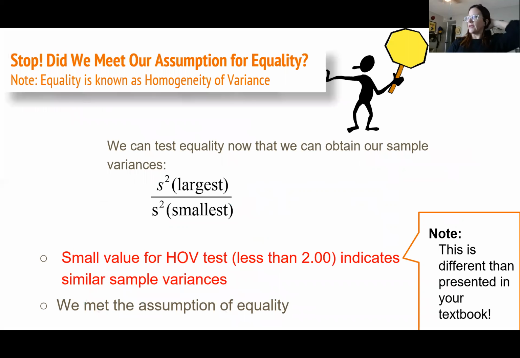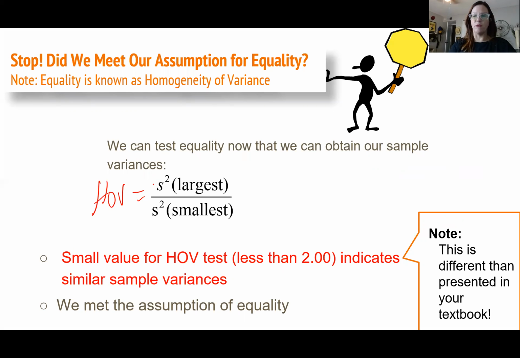So once you get your sums of squares or your variances, you can test for homogeneity of variance, that equality of variance. This is necessary. You need to test this. Especially for your lab assignments, you should be testing for homogeneity of variance. What you do is you test your HOV. This is called HOV, and it's your larger variance divided by the smaller variance.